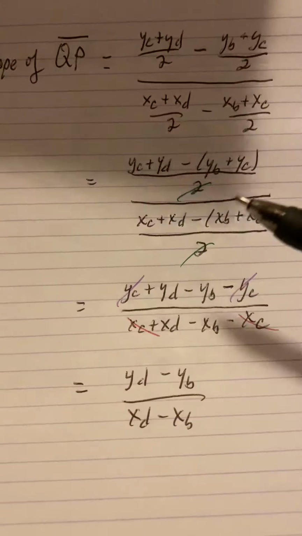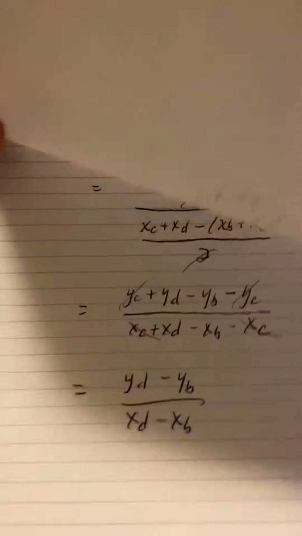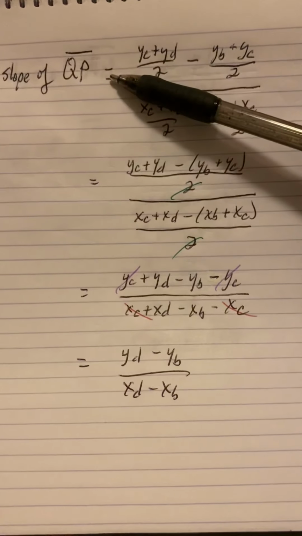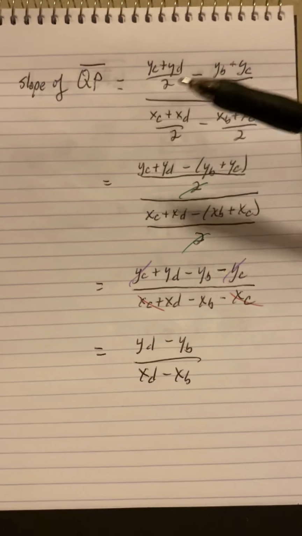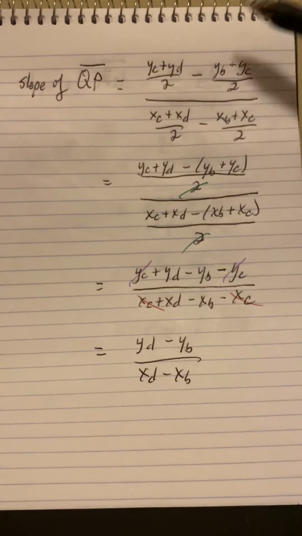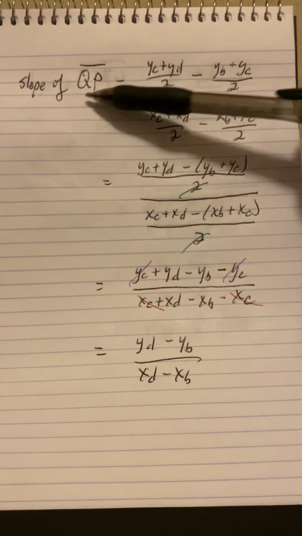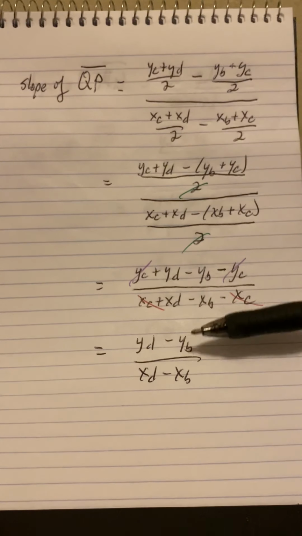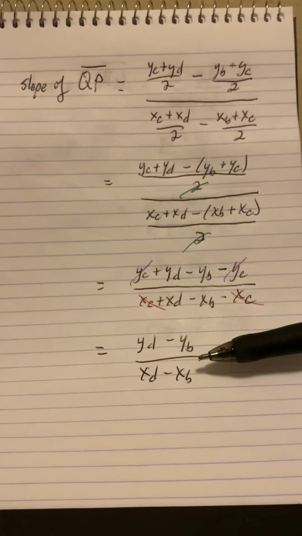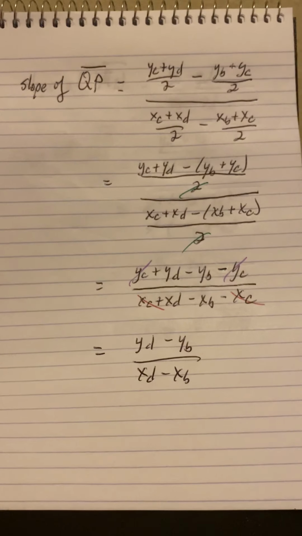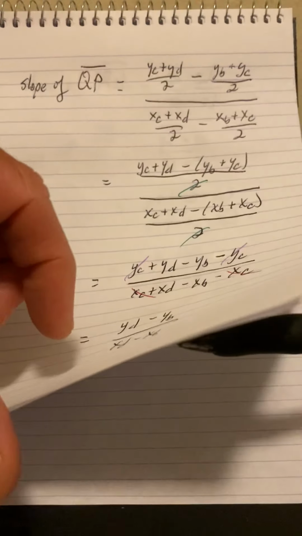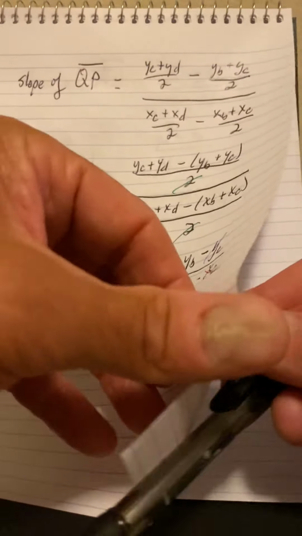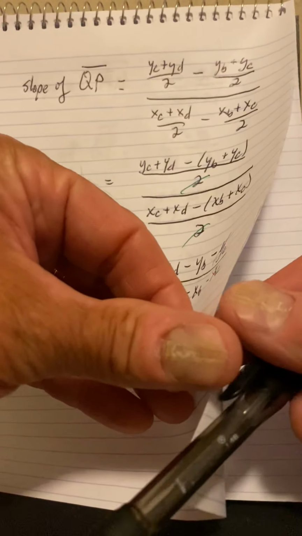Okay, well, we need to show that the slope of MN is the same as the slope of QP if they're going to be parallel. So we do the same trick with QP. We get the rise over the run, we simplify, and it doesn't look exactly like the last one. So are they not parallel? Okay, well, let's look at that a little bit more carefully.